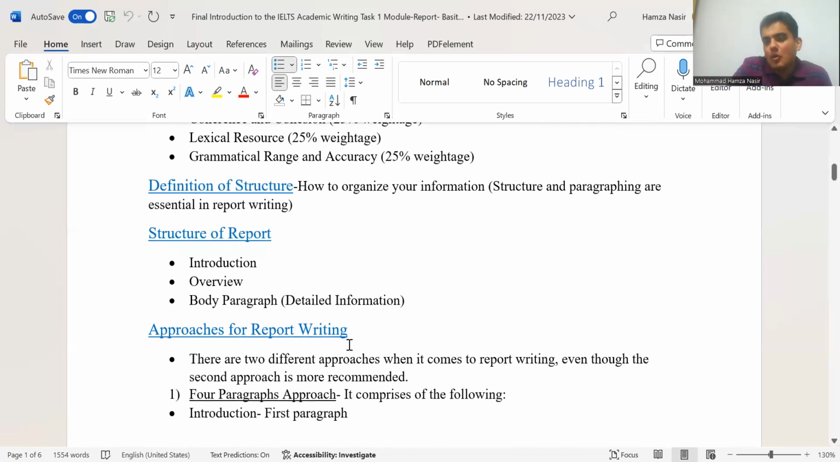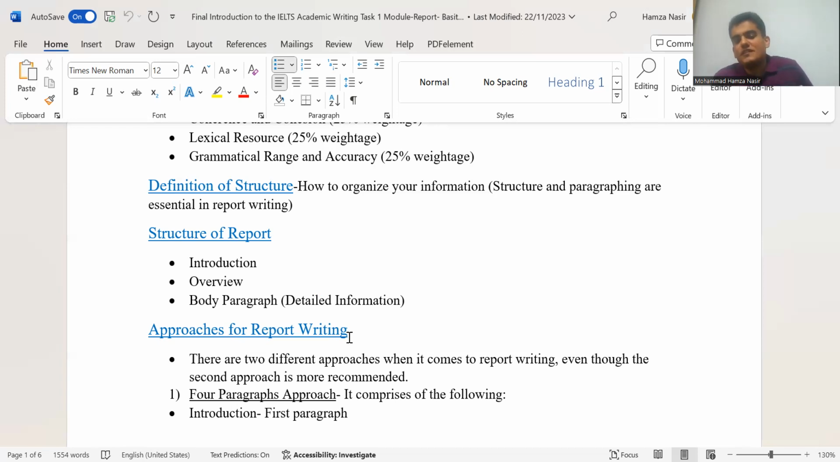Now, there are different approaches to report writing. I've commonly come across two approaches in this industry that different IELTS teachers recommend to students, okay? I'll give you both, then tell you which one I endorse as a teacher of this subject, as well as having taken this exam myself 2 times. There are two different approaches when it comes to report writing.